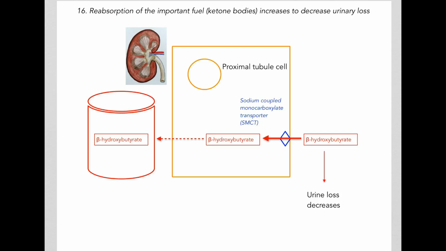But since ketone bodies are very important, because remember, in prolonged starvation, they are providing energy to the brain, gradually over time the kidneys will start making more of these transport proteins, and that will increase the reabsorption of the ketone bodies back into the bloodstream. That way, the body will decrease the loss of these very essential ketone bodies in later parts of starvation.